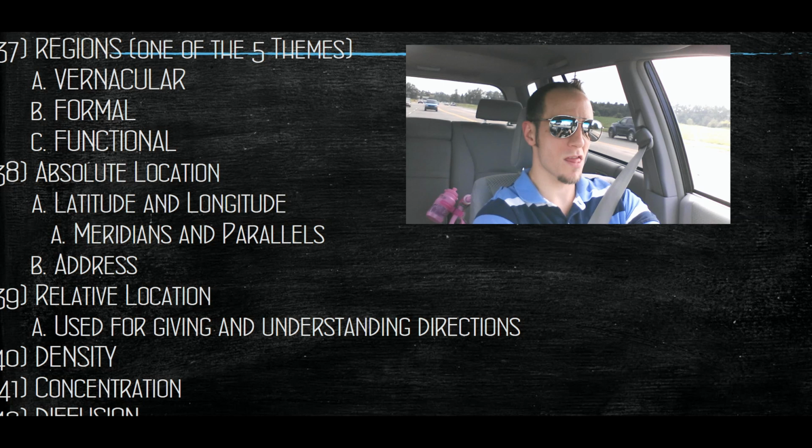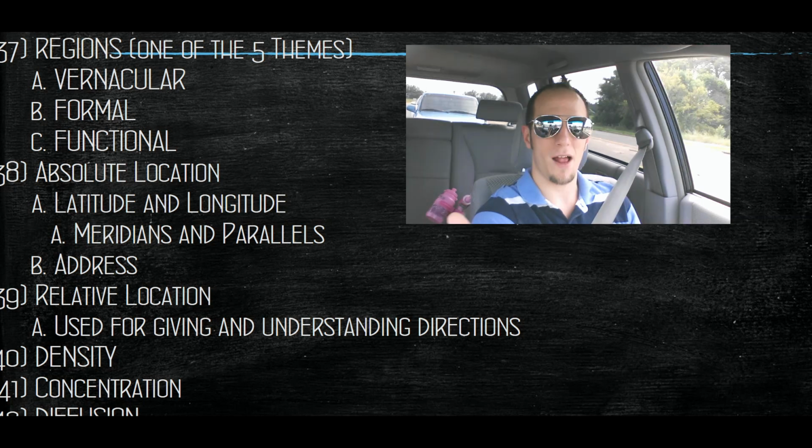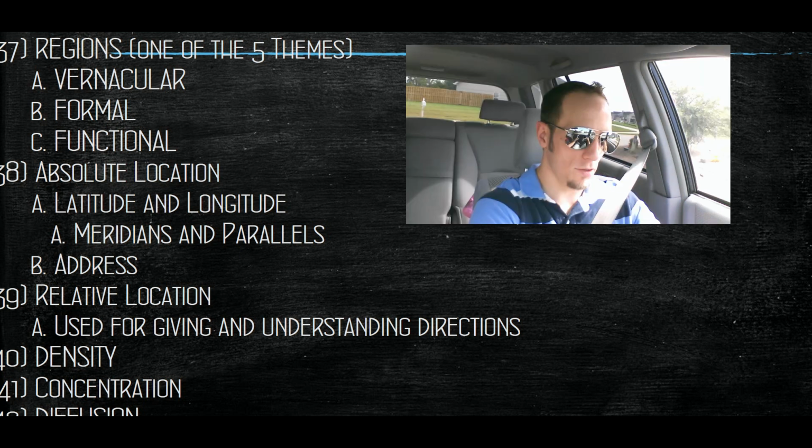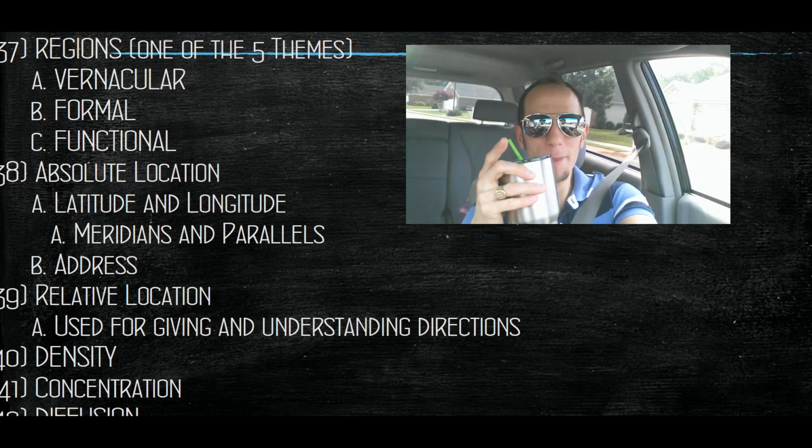Still not done with the 5 themes. I wanted to revisit regions just for a second, because there are specifically 3 different types of regions that we talked about, and you need to be able to differentiate between them when you're ready to take this test. One of them we talked about was a vernacular region. Another word, by the way, for vernacular region is a perceptual region. So human geography students all over the world might need to know this term as either or both, because it's based on someone's perception.